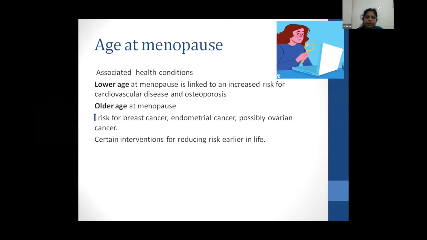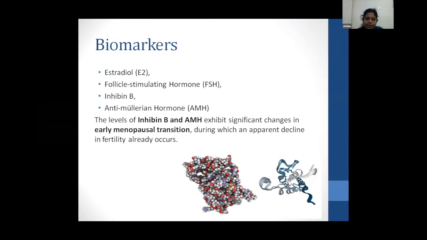So what are the biomarkers that have been studied in prediction of menopause? The most commonly studied, as we all know, and most probably use, are follicle stimulating hormone and estradiol. The other things that are studied are Inhibin B, anti-Mullerian hormone, Inhibin A also, and luteal hormones like progesterone. The levels of Inhibin A, Inhibin B and AMH exhibit significant changes in early menopausal transition, during which an apparent decline in fertility already occurs.